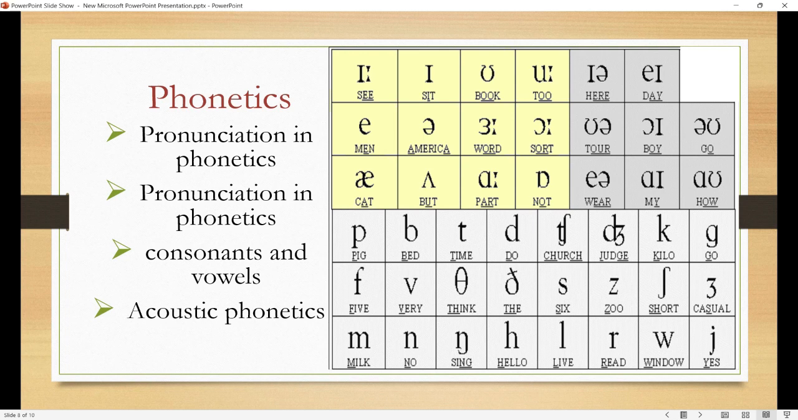As in feel is an example of a front vowel. As in again is an example of a central vowel. As in boot is an example of a back vowel.